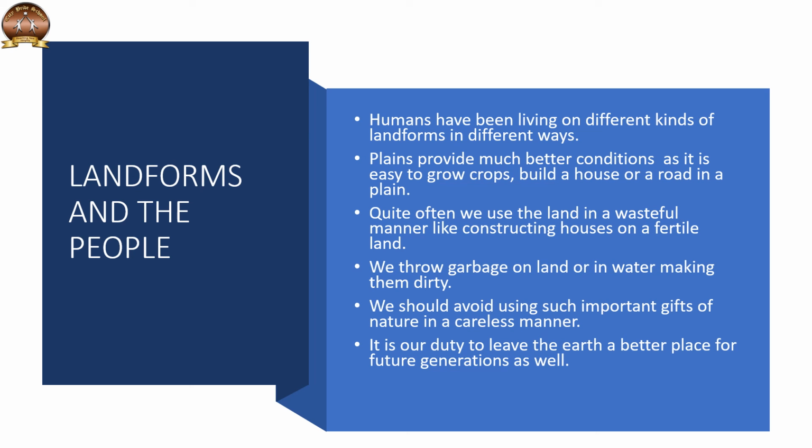Landforms and the people. Humans have been living on different kinds of landforms in different ways. Life is difficult in mountainous areas. Plains provide much better conditions. It is easy to grow crops, build a house or a road in a plain than a mountain.